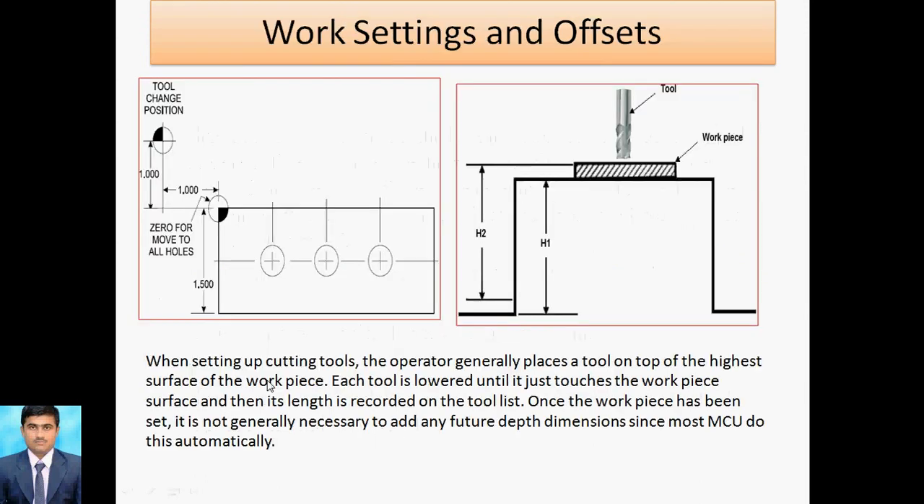Next we have to discuss the work setting and offset. While the operator is working with a machine, such as a milling machine, the workpiece is in position and the tool is above it, at the highest set point. That highest set point can provide an offset. The tool does not just touch the workpiece; there is some gap, which is called the offset.